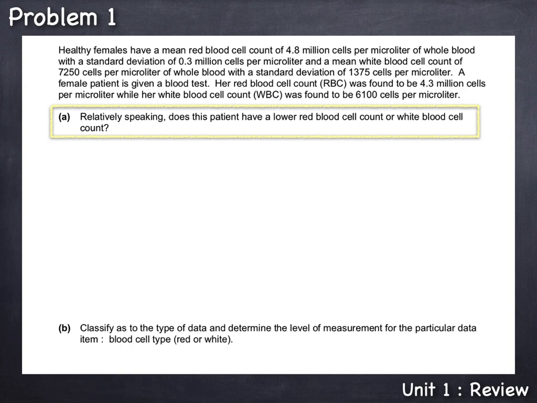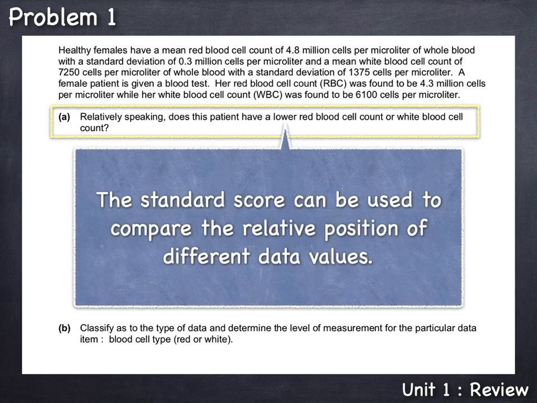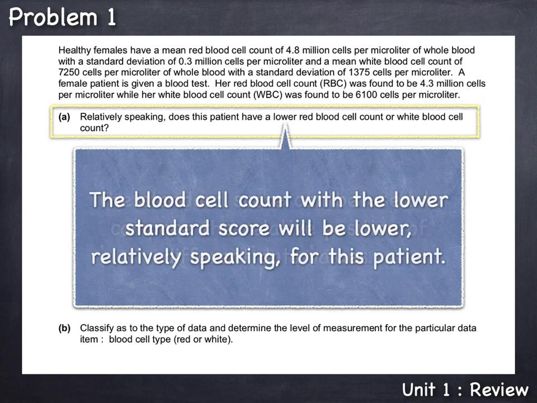The way we can compare two different things and their position, that is, whether it's higher or lower, in a relative context, is the standard score. The standard score can be used to compare the relative position of different data values. In this case, the blood cell count of this patient with the lower standard score will be considered lower, relatively speaking, for this patient.